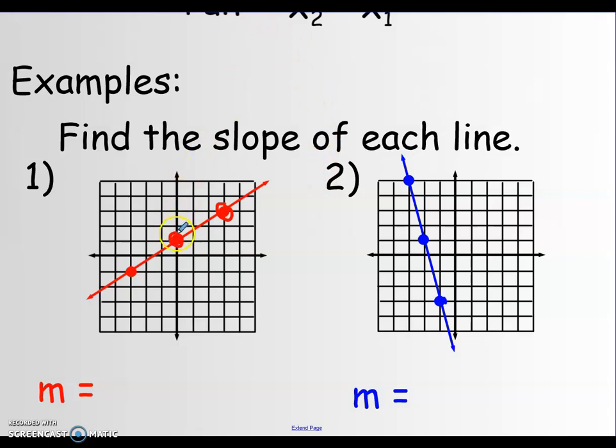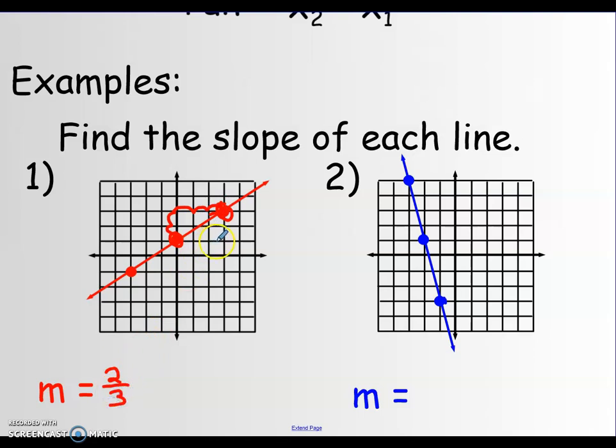The rise, going from the first point on the left to the second point on the right, is up 2. So I could say that the slope here is up 2. And the run is, let's see, to the right 1, 2, 3. So the slope here would be 2/3.